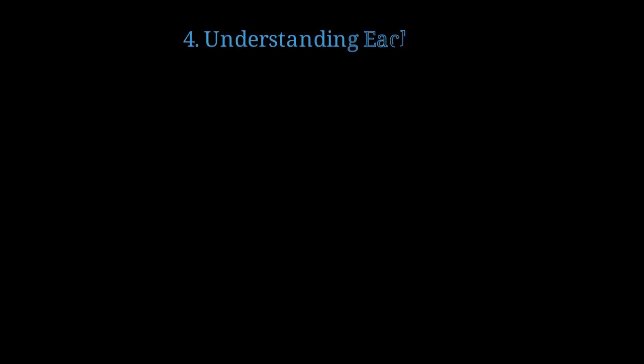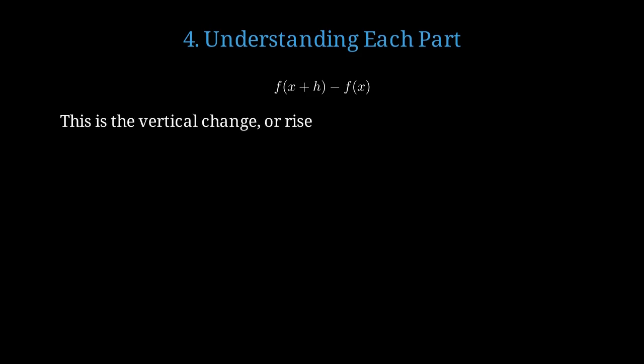Let's break down each component of this definition. The numerator f of x plus h minus f of x measures the change in the function's output. This represents the vertical change, or rise, in the function. The denominator h measures the change in the input. This represents the horizontal change, or run, along the x-axis. Together, rise over run gives us slope, just like in basic algebra.